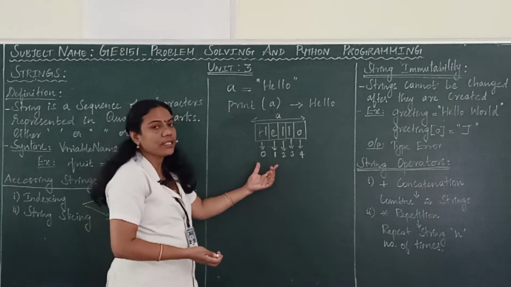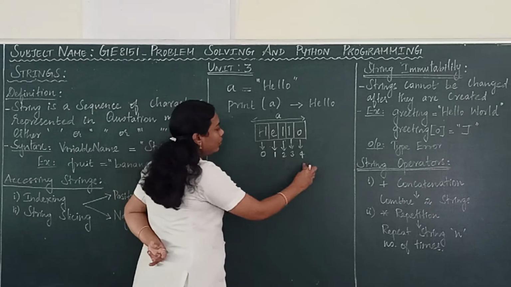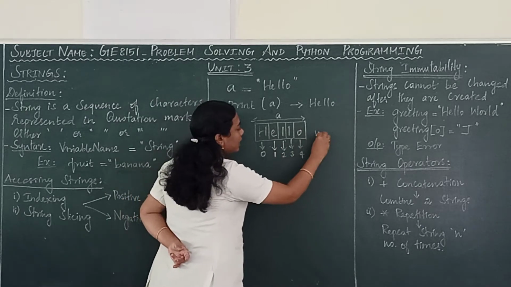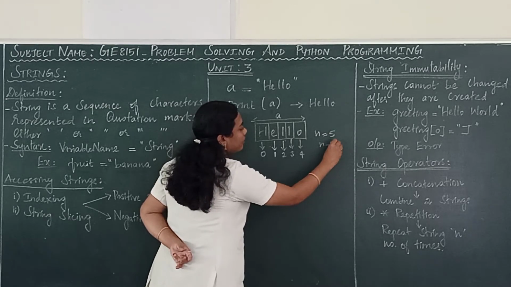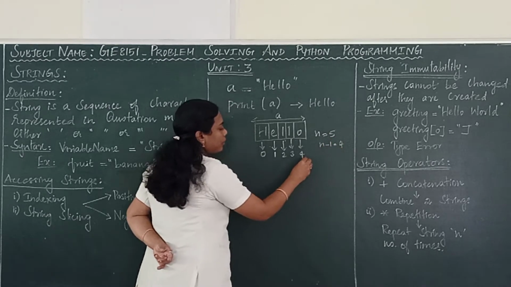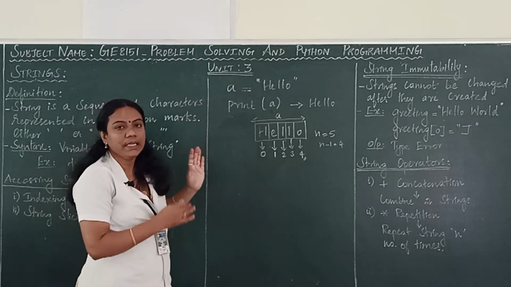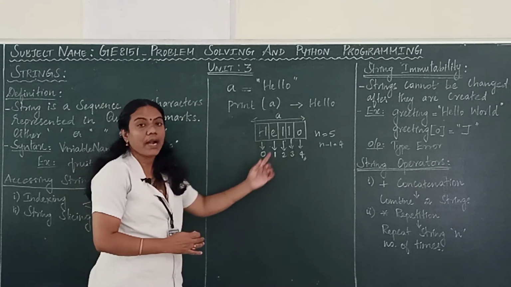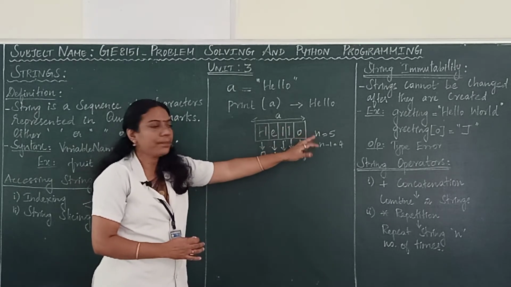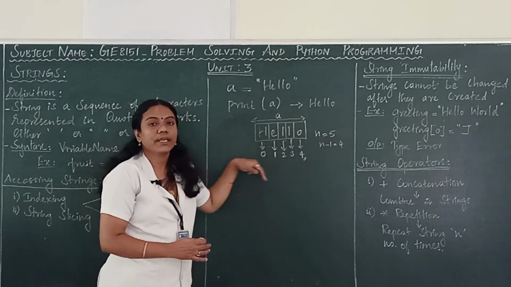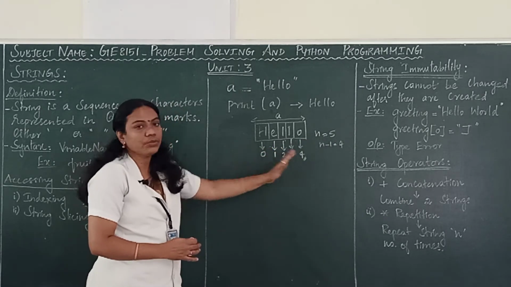So, the index starts from 0 to n minus 1, where the length is n equal to 5. So n minus 1 means it will be treated as 4; it ends at 4. You must keep in mind that the index value always starts from 0 and ends with n minus 1. Here the total number of characters present in the string is 5, so to represent this it will go from 0 to 4.